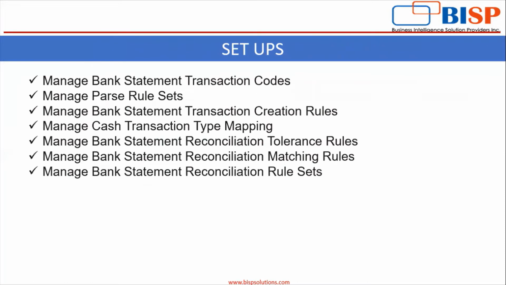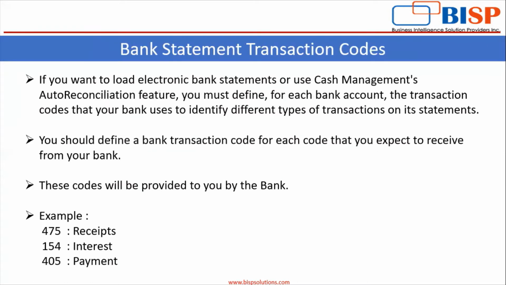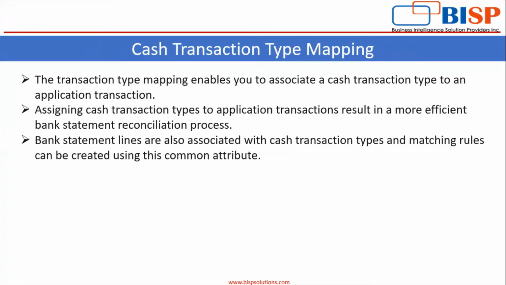Next setup is manage cash transaction type mapping. The transaction type mapping enables you to associate a cash transaction type to an application transaction. Assigning cash transaction types to application transactions results in a more efficient bank statement reconciliation process. This kind of mapping helps you in the reconciliation process. Bank statement lines are also associated with cash transaction types, and matching rules can be created using the common attribute.